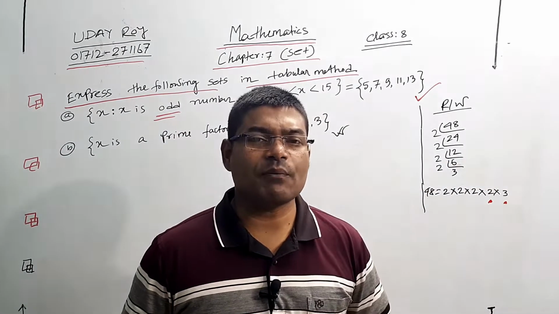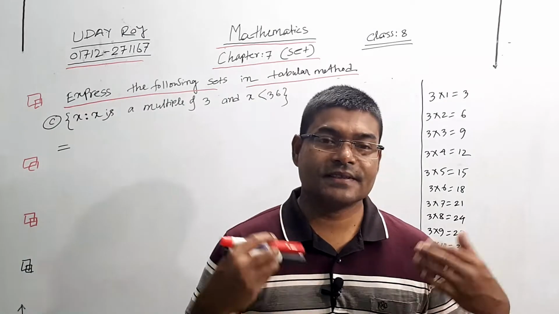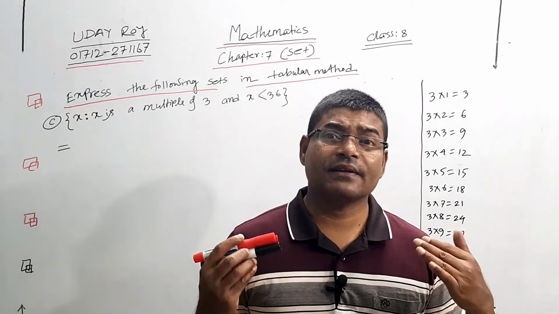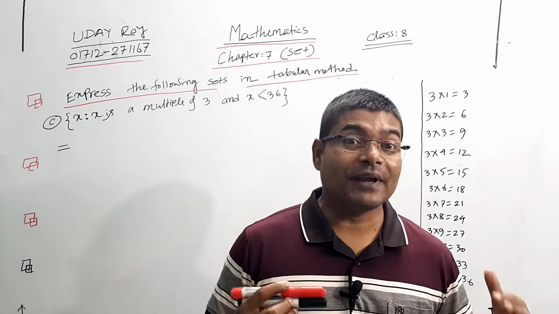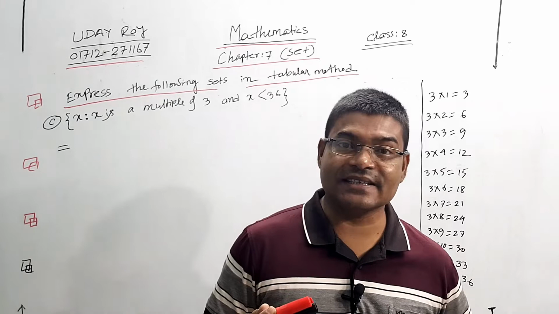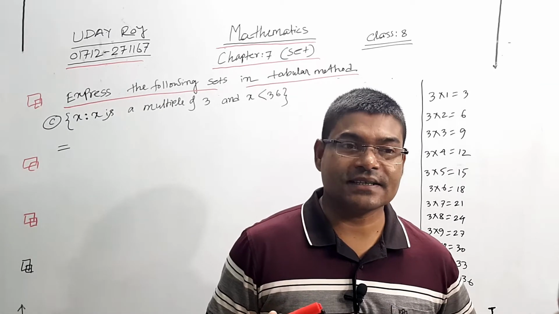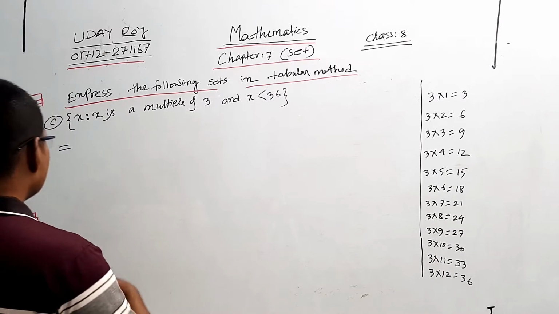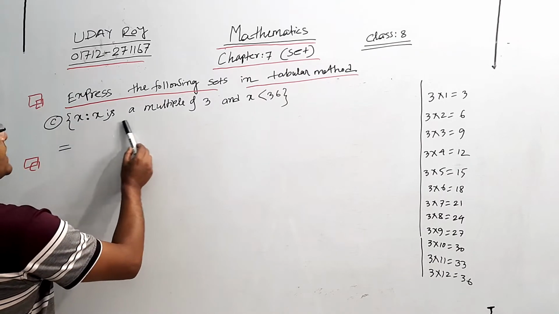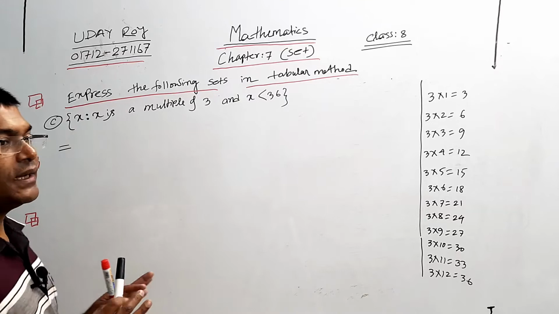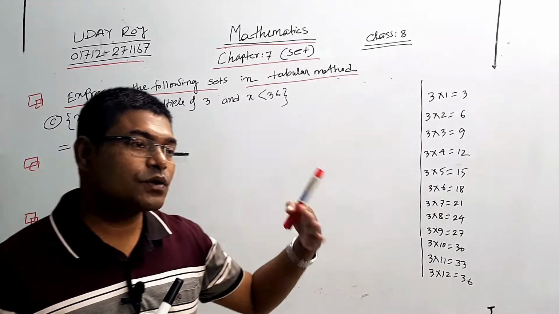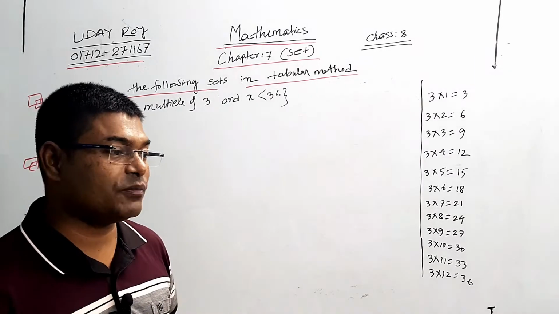Let's come back to another maths. Maths number C. x is a multiple of 3, which is less than 36. Let's come back to the board. You can see here x such that x is a multiple of 3. So we have to know the table of 3.